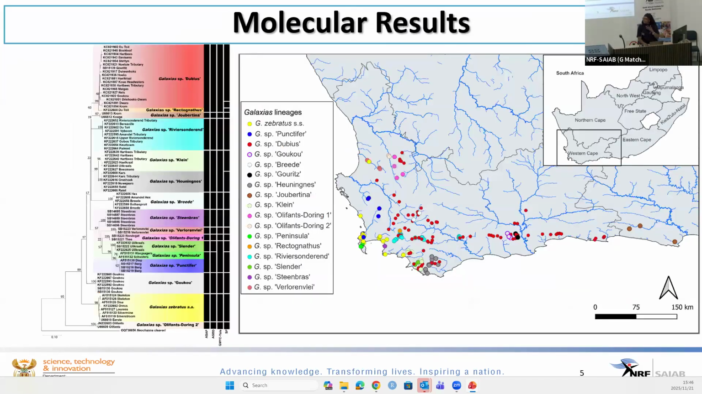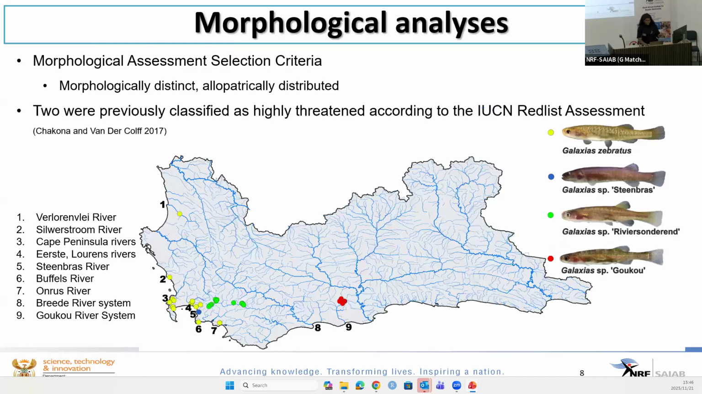So just to give a brief molecular result, we recovered 16 different lineages within the Cape Galaxias, and these lineages are all distributed within the Cape Fold ecoregion. From these lineages, we selected 3 morphologically variable lineages that we could easily separate from the rest of the 16 lineages. These 3 lineages that we assessed were the Stiembras, Rifisonrand, and the Hoku.